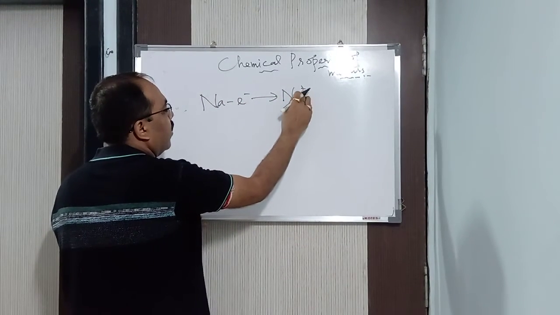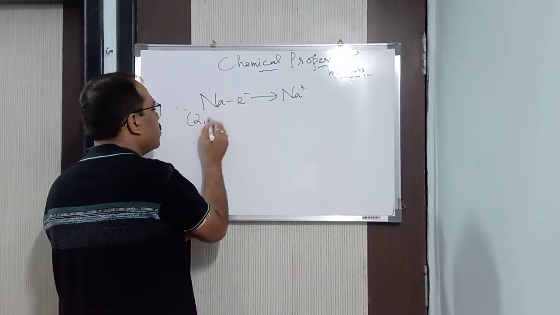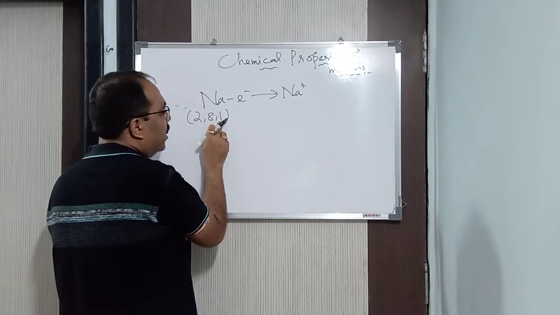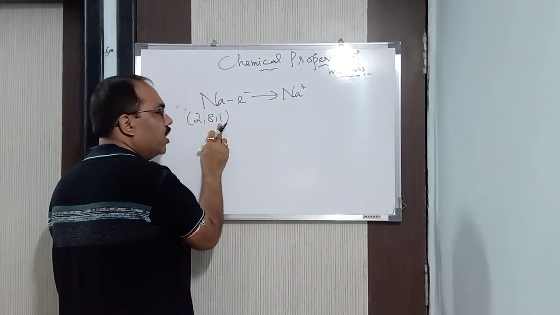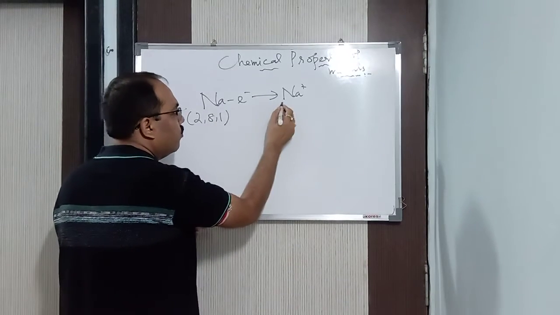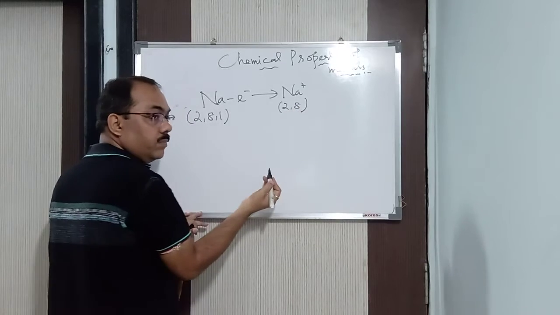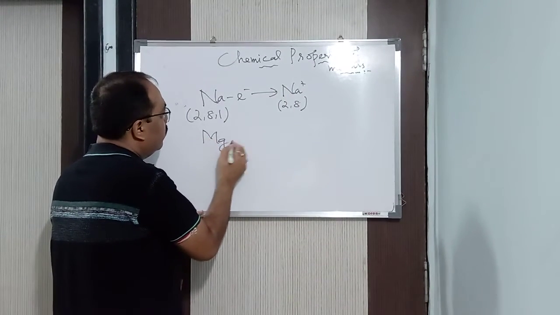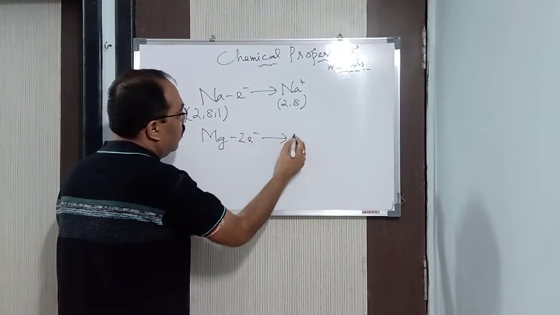Why is it going to lose electrons? Because sodium has one excess electron in the outermost shell. To become stable, it will lose this electron to form a stable configuration, that is 2,8. Hence it is electropositive. Similarly, magnesium loses 2 electrons to form Mg2+.